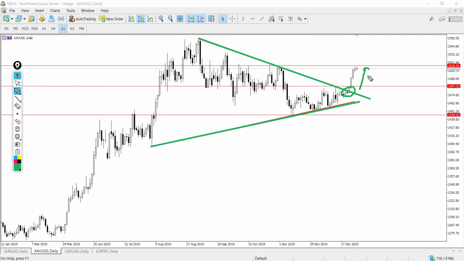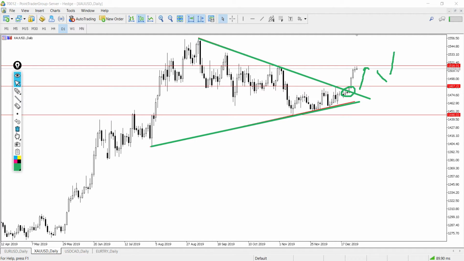So we have two scenarios, a pullback or a breakout. If the pair shows bearish evidence below this level, then we can go short targeting the level of 1487. On the other hand, if the level of 1516 is broken to the upside, this means that the way would be open for the pair to reach the level of 1530, 1540.